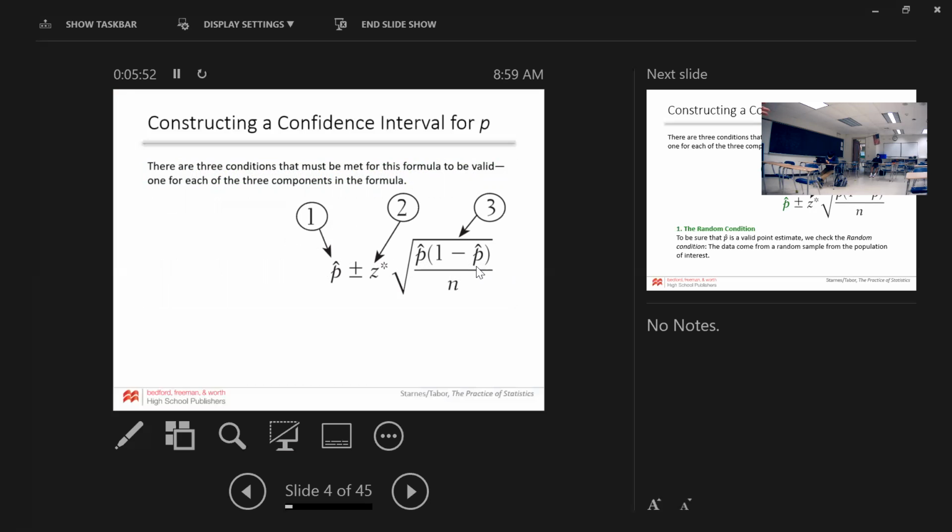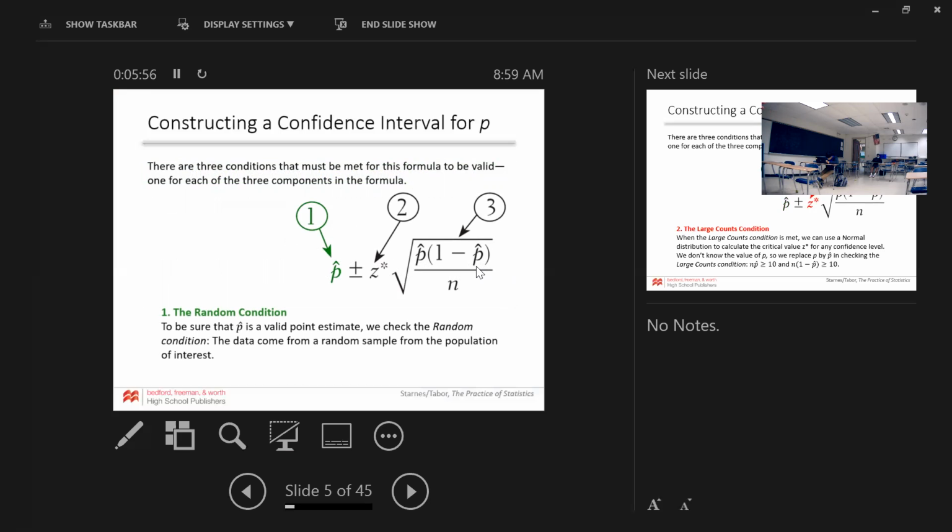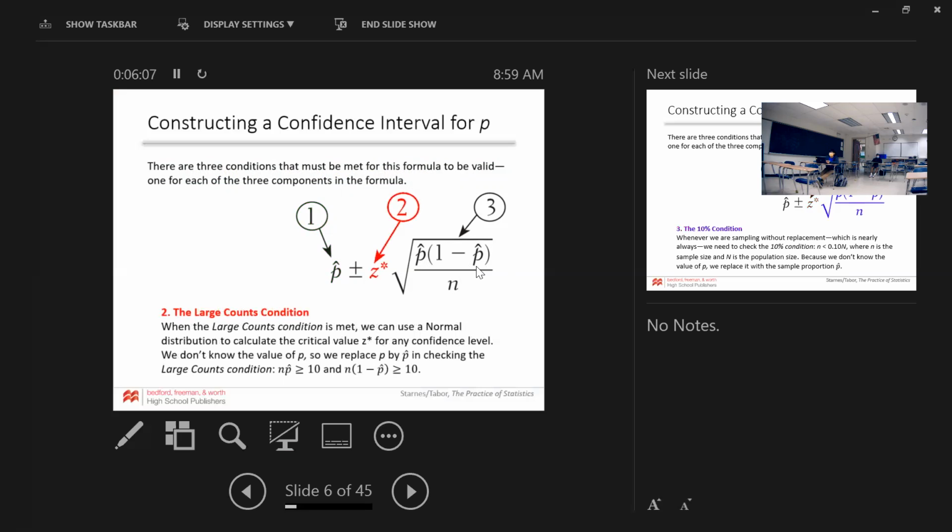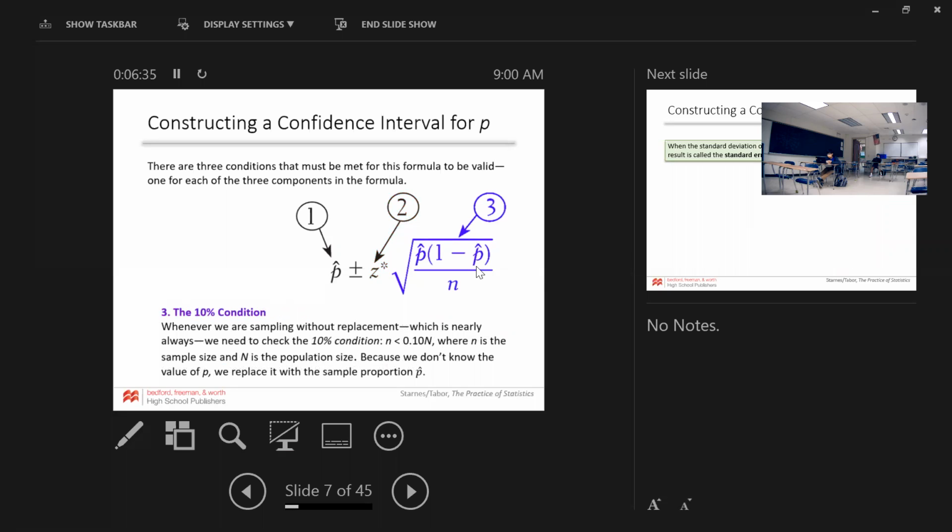And then you have the conditions. What is going on with the conditions? You have to have an SRS. The confidence interval is not going to help you if you had bias in your data collection. Large counts. Ready? The large counts for proportion is saying n times p hat is greater than or equal to 10. N times 1 take away p hat is greater than or equal to 10. That's how you be confident that the sampling distribution is approximately normal. And then you don't want your sample to be more than 10% of the population, because we are sampling without replacement, and the algorithm is based on with replacement.